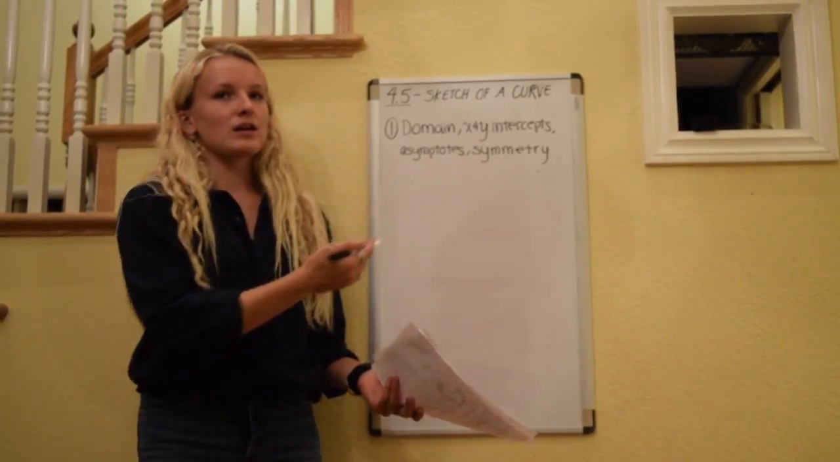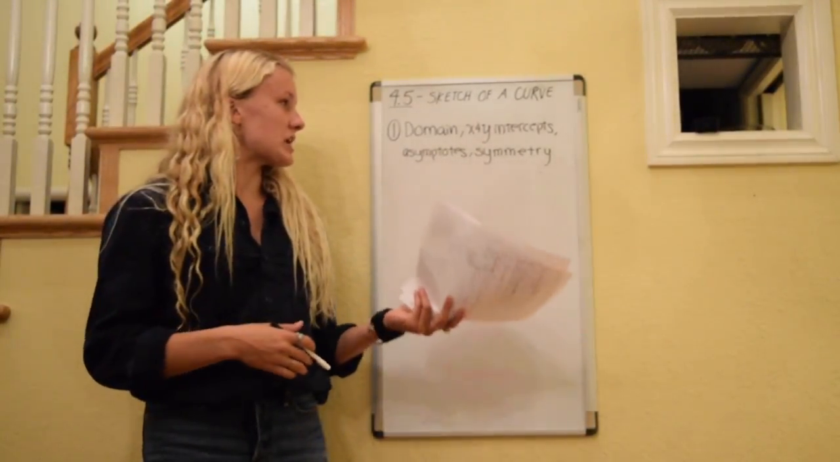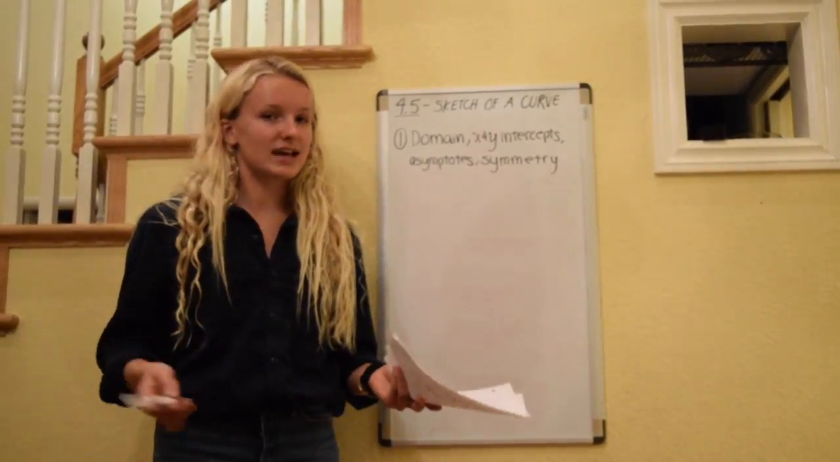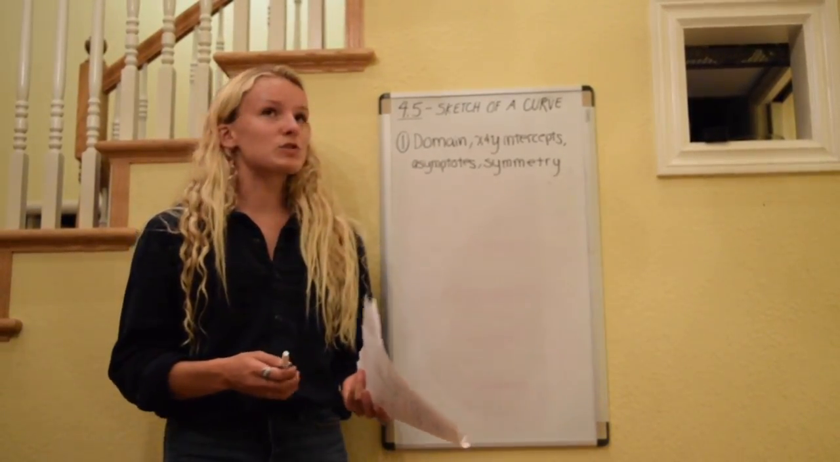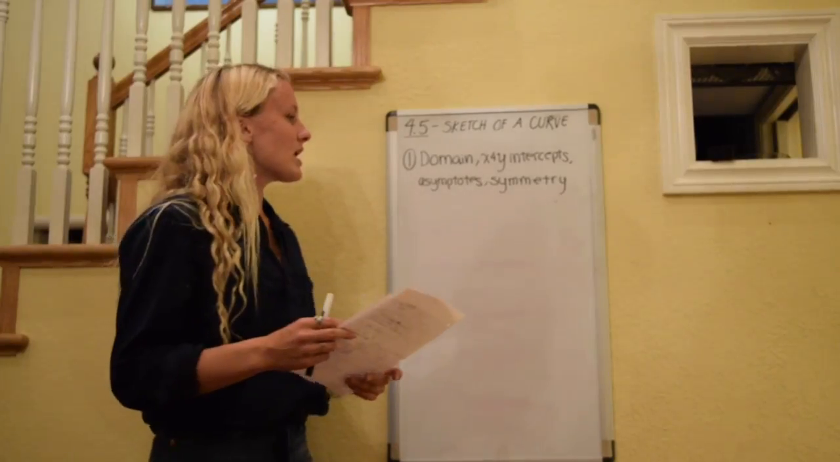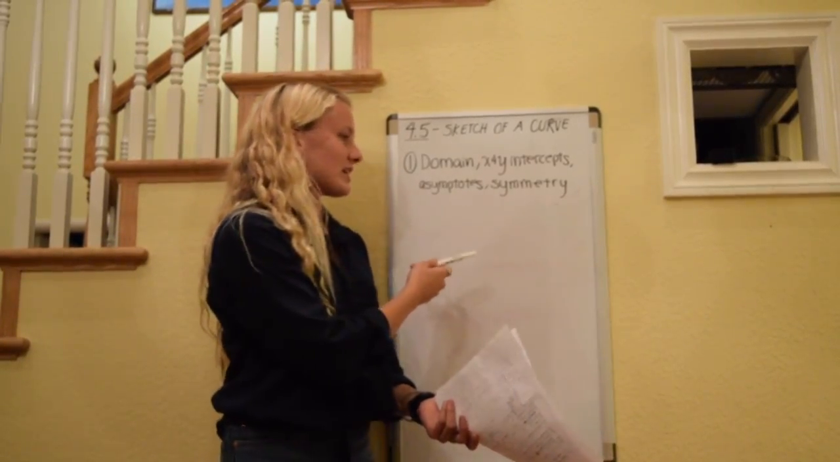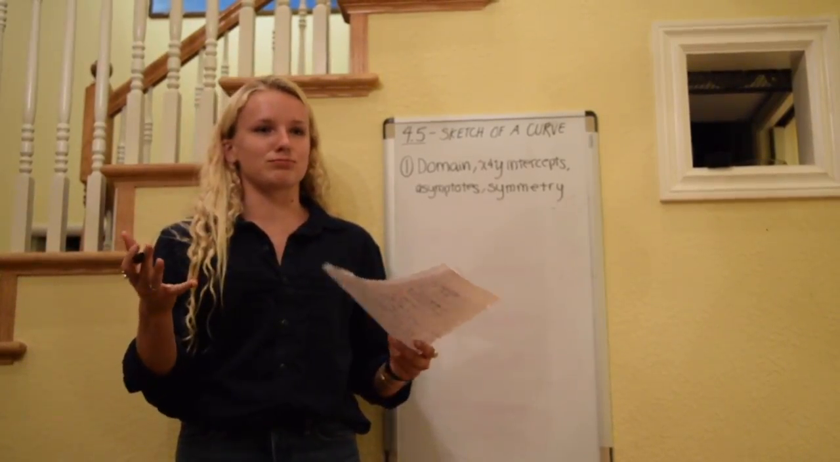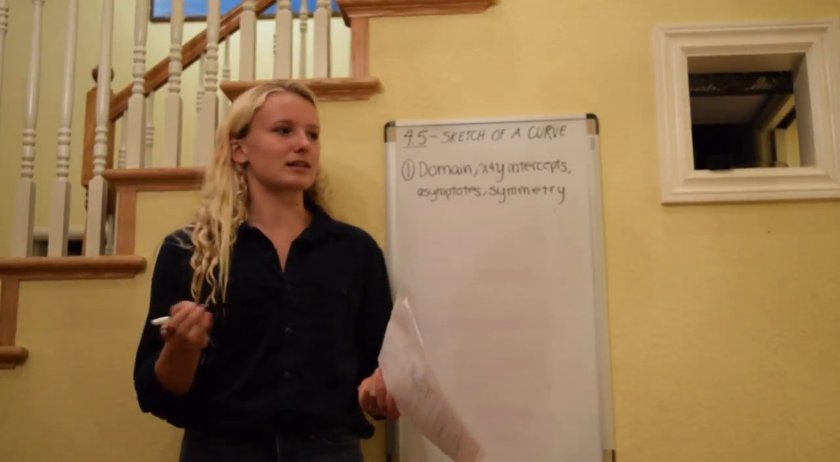So domain, where x is defined. X and y intercepts, you're looking at where it crosses the x and y axes. For asymptotes, you're just going to see where the graph is defined. And symmetry, that's looking at if the function is reflecting over the x or y axis.